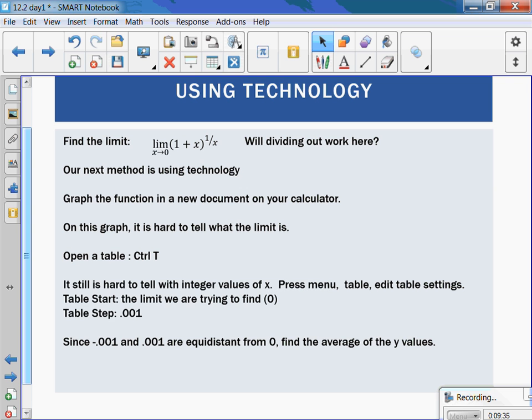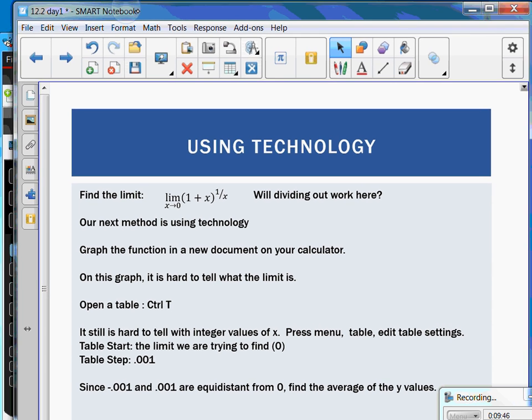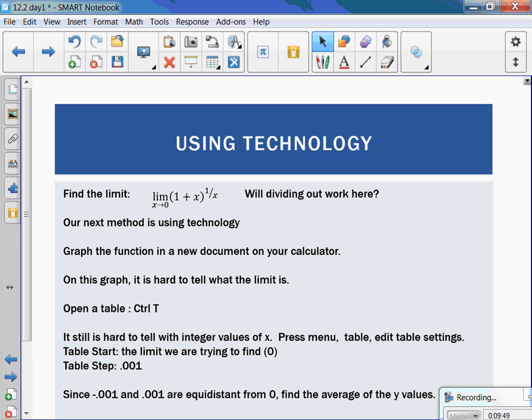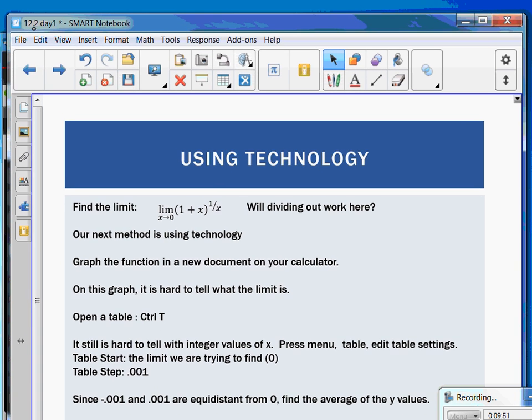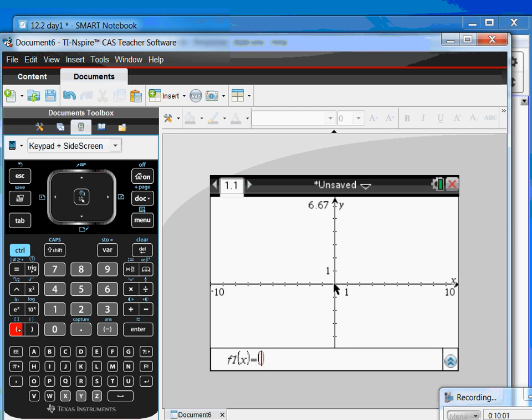so here's where we can rely on our wonderful technology, our calculators. So, just doing our graph, what is it, 1 plus x to the 1 over x. Everybody should be doing this.